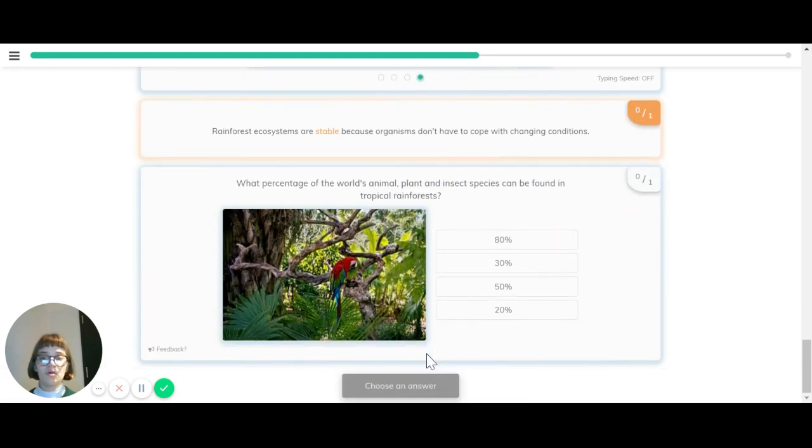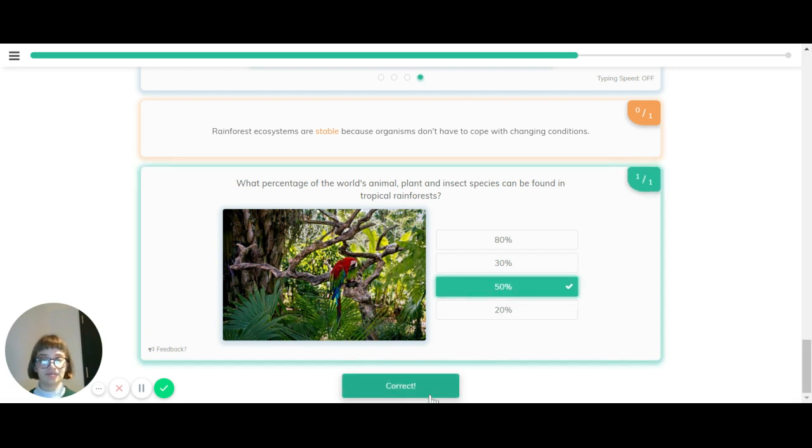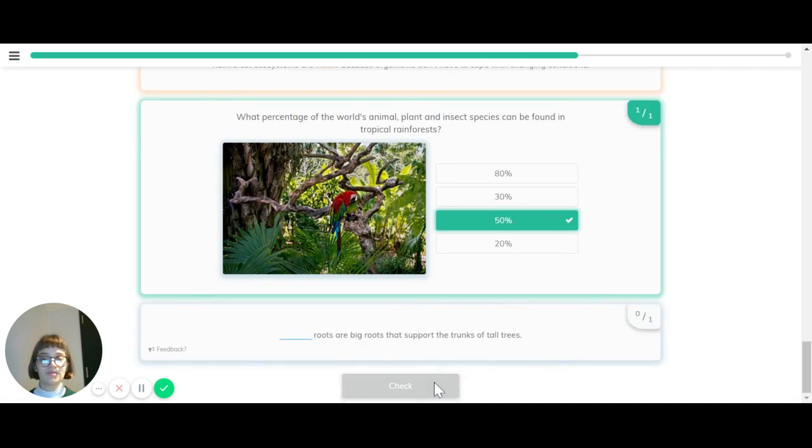Another quick recap. What percentage of the world's animal, plant and insect species can be found in tropical rainforests? So 80%, 30%, 50% or 20%? So the correct answer is 50%. And these are for all known animal species. Another quick recap from a topic we were doing earlier. What kind of roots are big roots that support the trunks of tall trees? The answer is buttress roots.